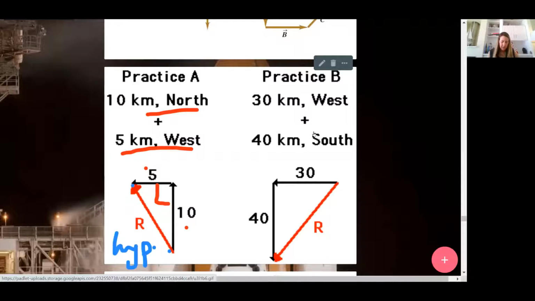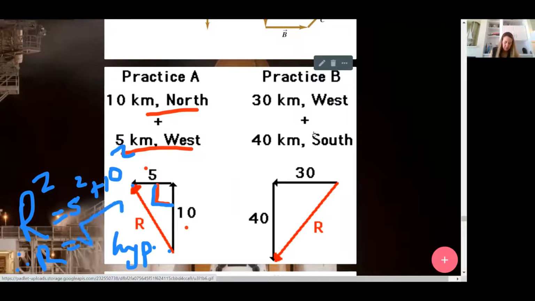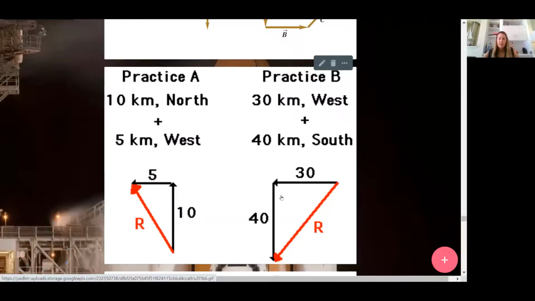of this right angle triangle, which you can simply work out with the Pythagorean equation, which in this case will be 5 squared plus 10 squared. That means necessarily, therefore, that the resultant will be the root of 125. And you can then go work it out from there. Here, the resultant again starts where the first vector starts and ends where the last vector ends.